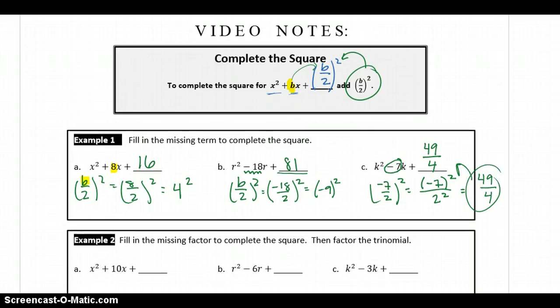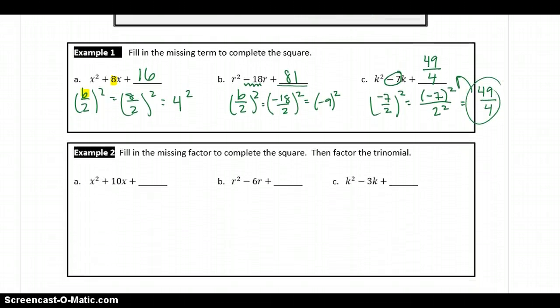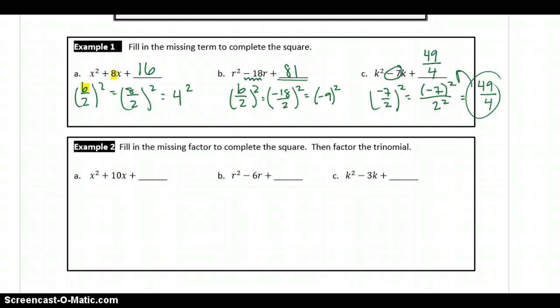Alright, so next step. Again, we will be filling in the missing factor to complete the square. But then we're going to factor the trinomial and see what happens. So, what are we going to plug into the blank on A? x squared plus 10x plus blank. Our b is 10. 10 over 2 squared. 10 over 2 is 5, and 5 squared is 25, so I add 25.